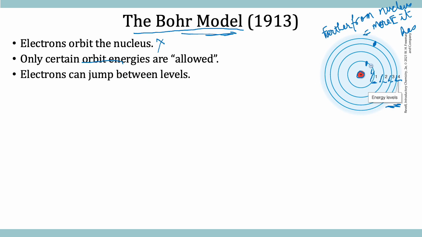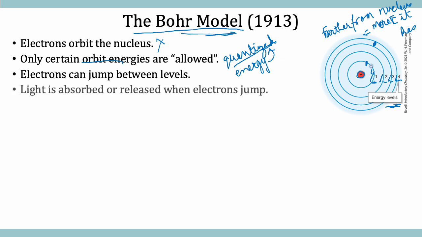Electrons, he said, can jump between these energy levels. Another thing he said is that these energy levels are quantized. So if you ever see that energy levels are quantized, that means they have a specific quantity of energy. Every energy level has a specific quantity of energy. That is what the term quantized means. Electrons can jump between these energy levels.